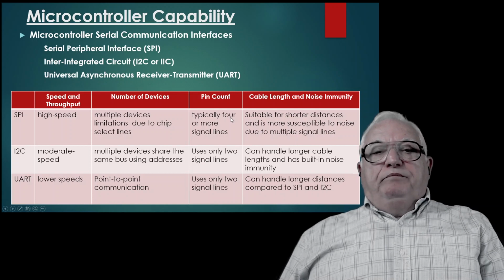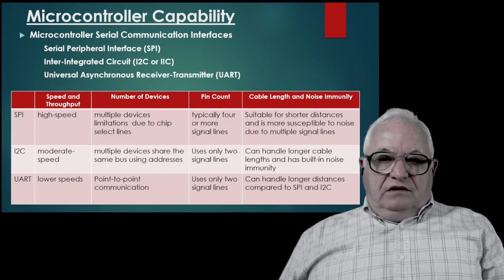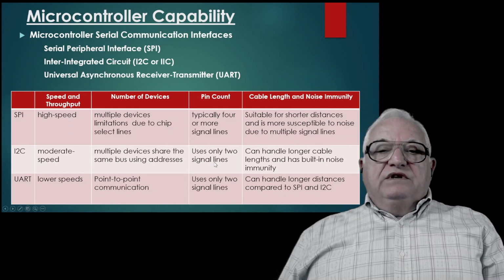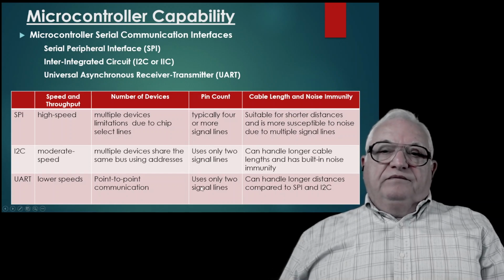Now let's talk about pin count. Like I noted, the SPI requires about 4 cables to establish communication. The I2C needs 2 cables, and the UART is the same.